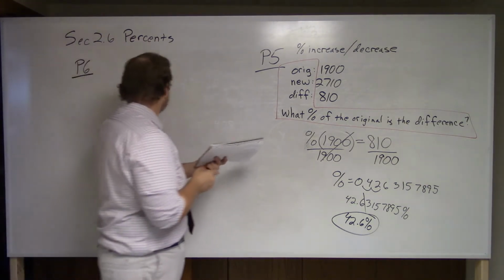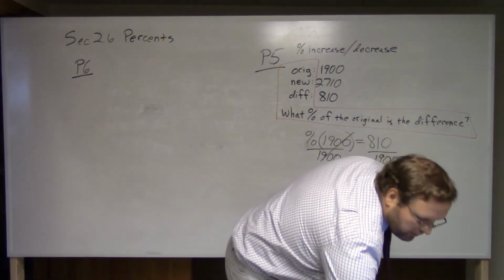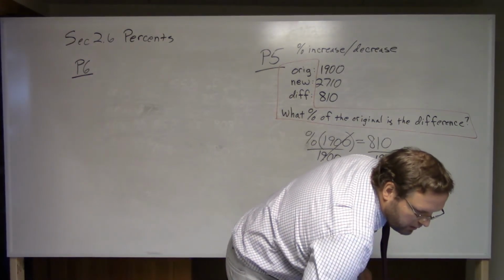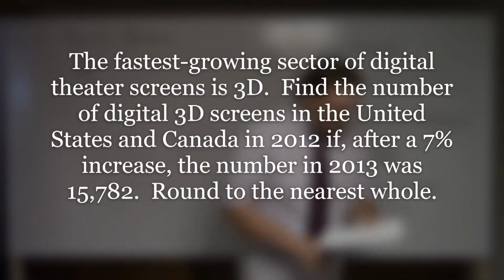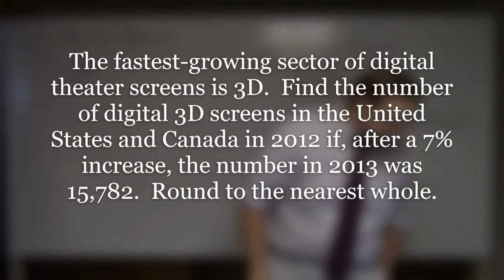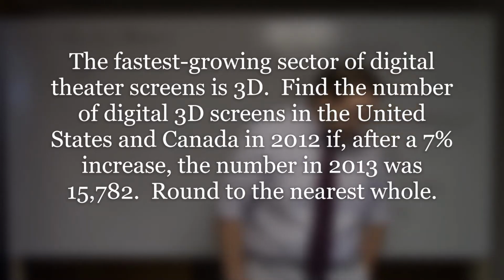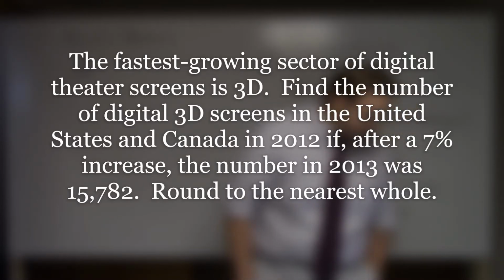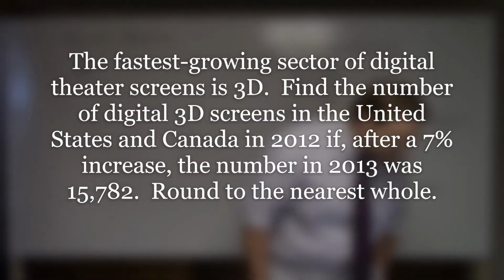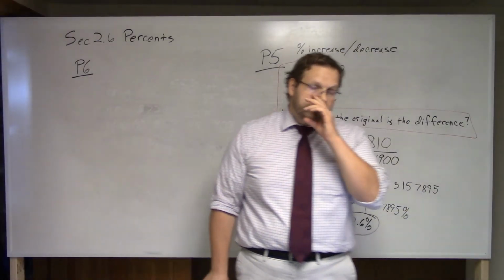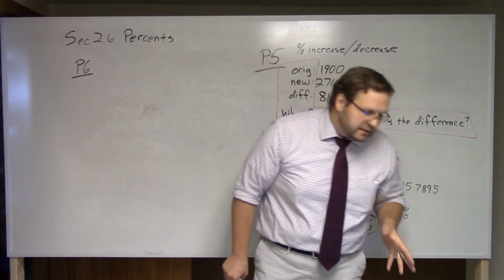Okay, practice 6 can be found on page 133. And it says, the fastest growing sector of digital theater screens is 3D. Find the number of digital 3D screens in the United States and Canada in 2012 if after a 7% increase, the number in 2013 was 15,782, round to the nearest whole. So again, in this case, it says percent increase.